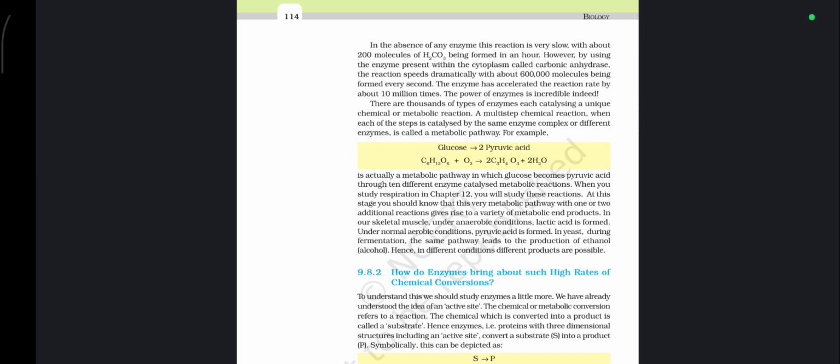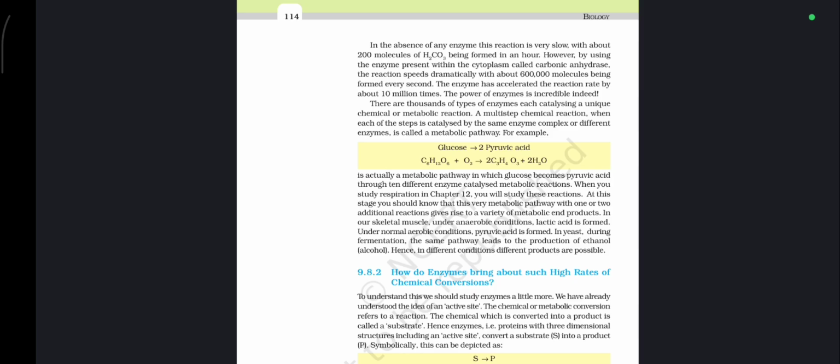There are thousands of types of enzymes, each catalyzing a unique chemical or metabolic reaction. A multi-step chemical reaction, when each of the steps is catalyzed by the same enzyme complex or different enzymes, is called a metabolic pathway. For example, glucose to 2 pyruvic acid: C6H12O6 plus O2 gives 2C3H4O3 plus 2H2O is actually a metabolic pathway in which glucose becomes pyruvic acid through 10 different enzyme-catalyzed metabolic reactions. When you study respiration in chapter 12, you will study these reactions.